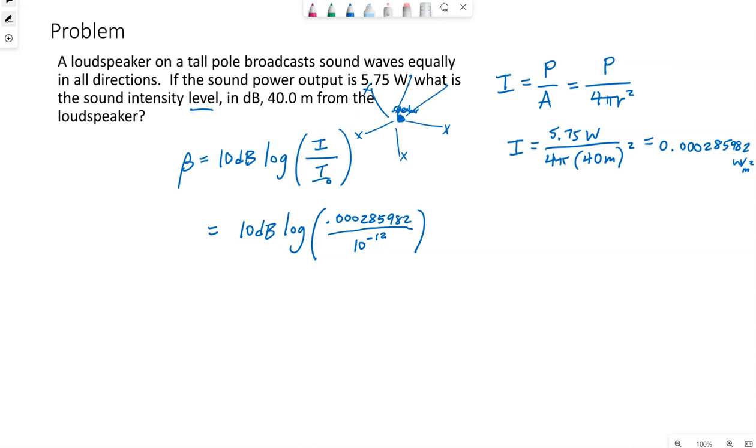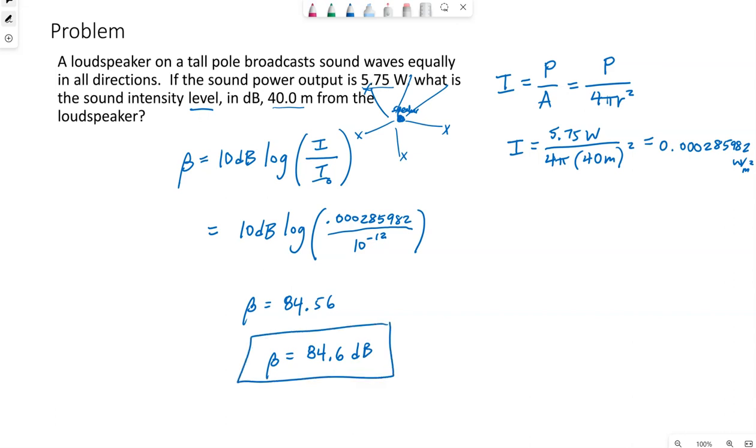Remember, it's log base 10. I'm getting 84.56 and so forth. We have 3 sig figs based off of the numbers given in the problem. So 84.6 decibels is what we would hear.